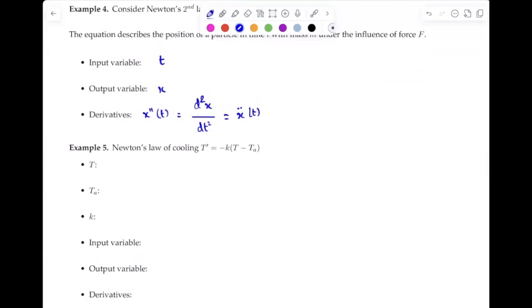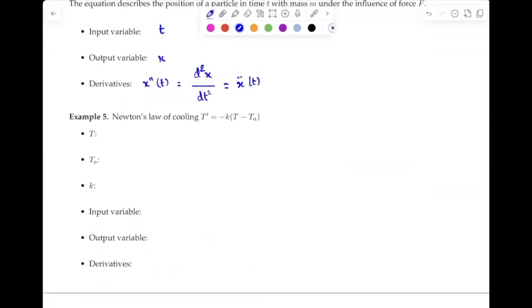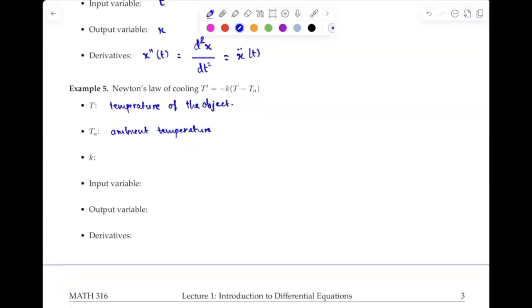Now for Newton's law of cooling, we saw this equation earlier. T prime is equal to negative k times (capital T minus capital T sub A), where T is the temperature of the object, T sub A is the ambient temperature, and k is the positive constant of proportionality.